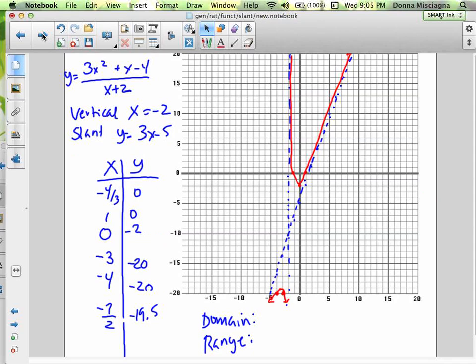All right, so the first thing you can see, it could be straighter, but here is our slant asymptote. This is the line y equals 3x minus 5. So there's our y-intercept for the slant asymptote of negative 5, right? And then it has a slope of 3, so up 3 to the right one. Our vertical asymptote is right here. That's x equals negative 2. And so we have our x-intercepts, negative 4/3, 0, and 1, 0, and our y-intercept, 0, negative 2.